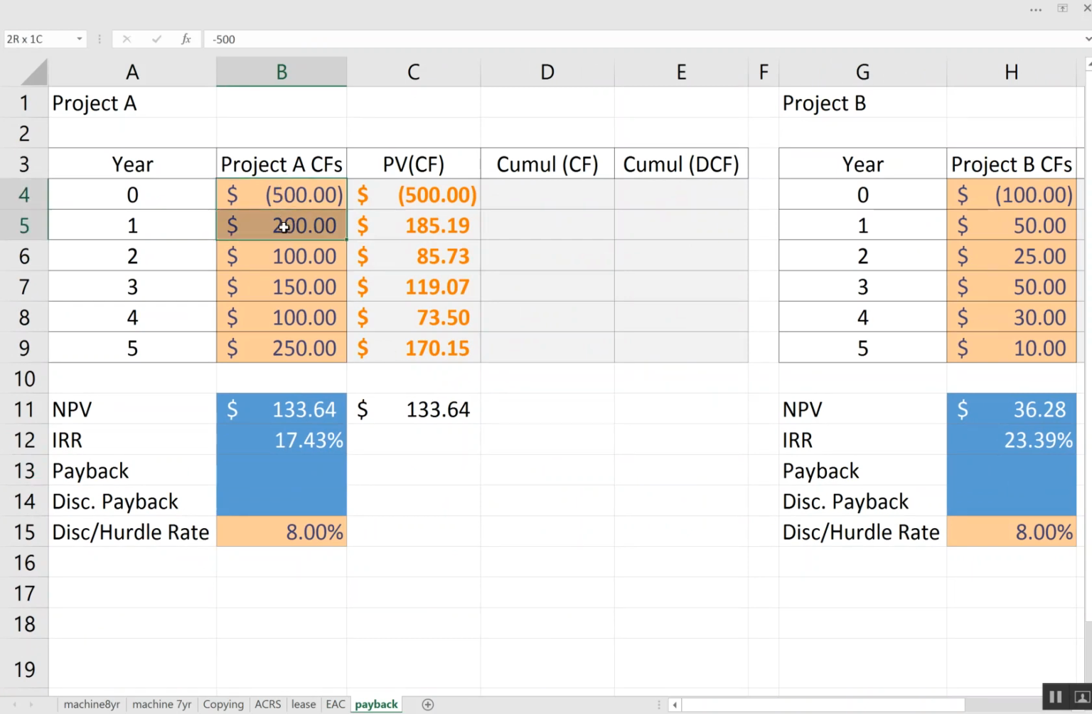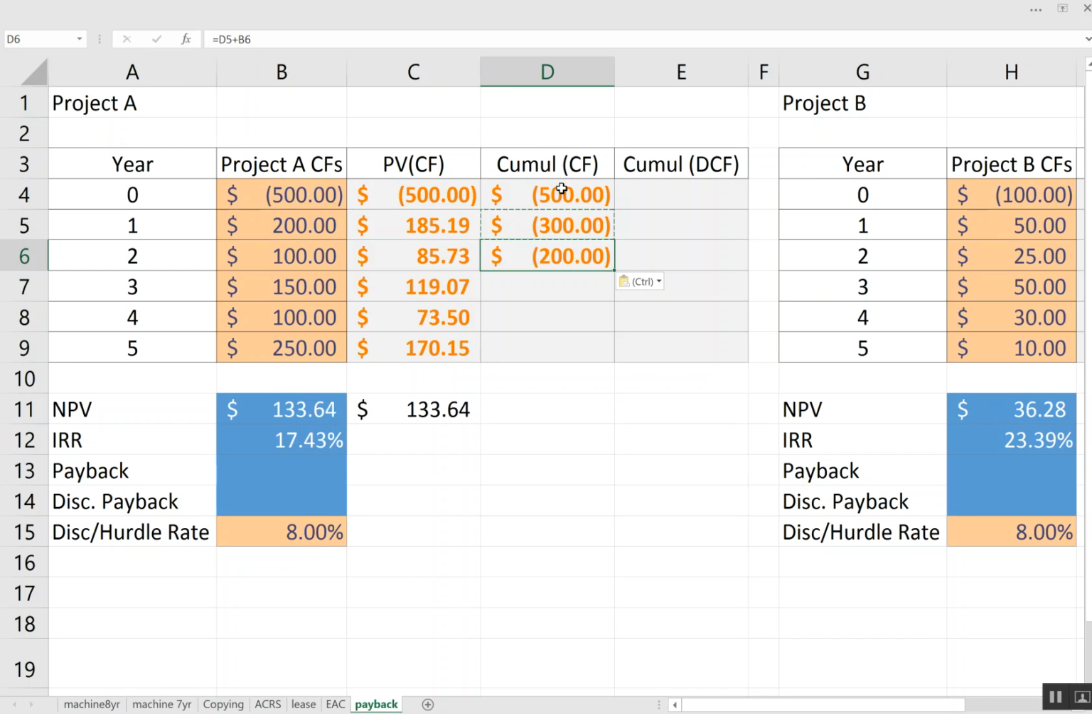Spend $500 today and generate these cash flows. Here's the present value of each cash flow discounted at our discount rate. So it has an NPV of 133, and an IRR of 17.43. Now the other two methods are calculated. Well, it's really one method, payback, but it's either the payback or discounted payback. As you look at the cumulative cash flows, I spent 500 today. At the end of the first year, I made 200. I'm still 300 in the hole. I copy that formula.